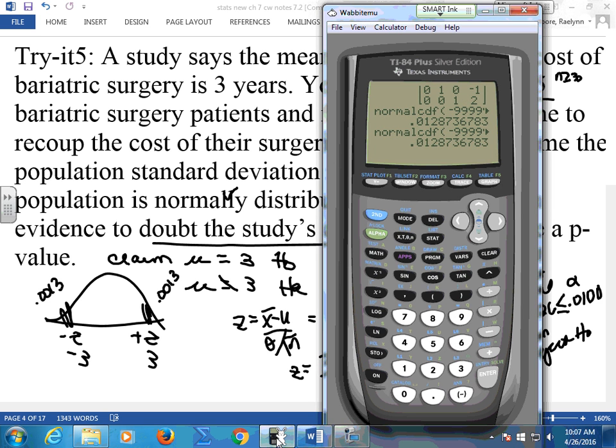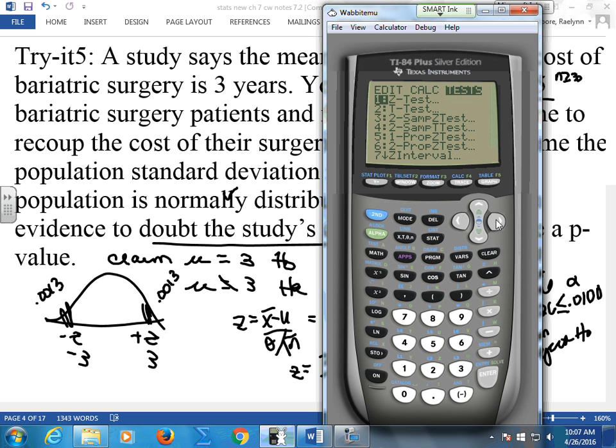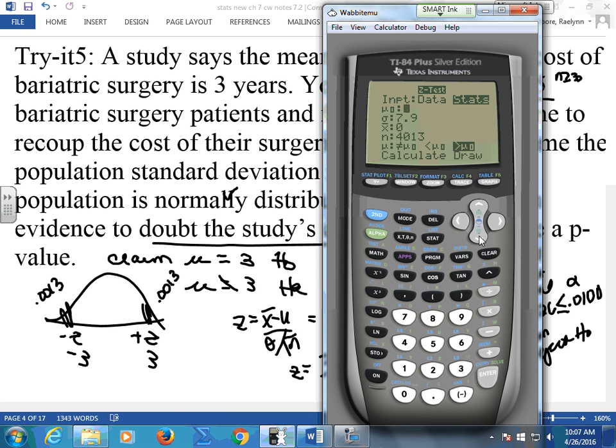If you use your calculator, great, calculator step. It's in tests, it's in z-test. Your population mean is from your claim. Your standard deviation, they gave us 0.5. Your x-bar, this is from your sample, 3.3. How many in our study? 25. Follow the tail on this, of the HA.